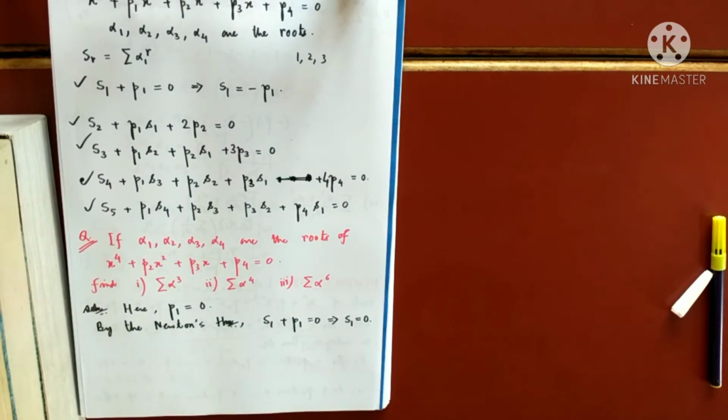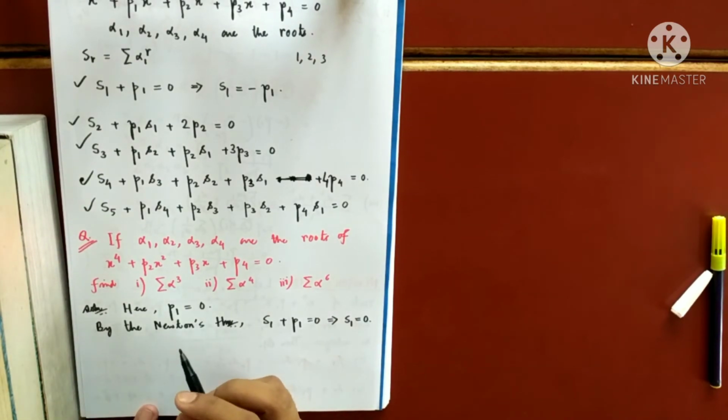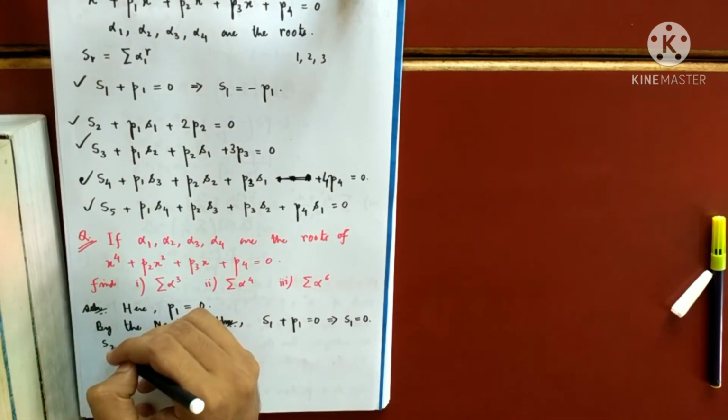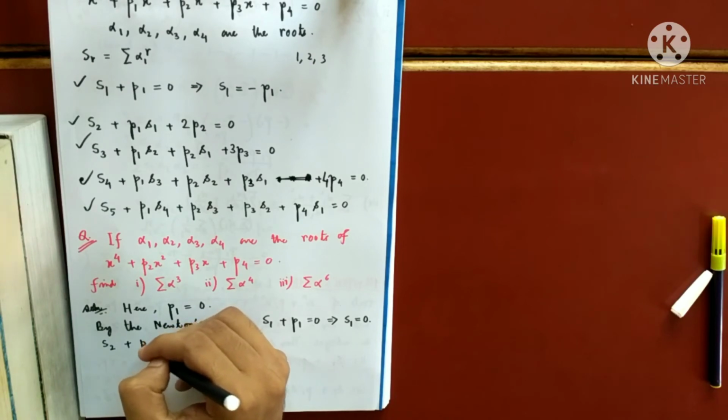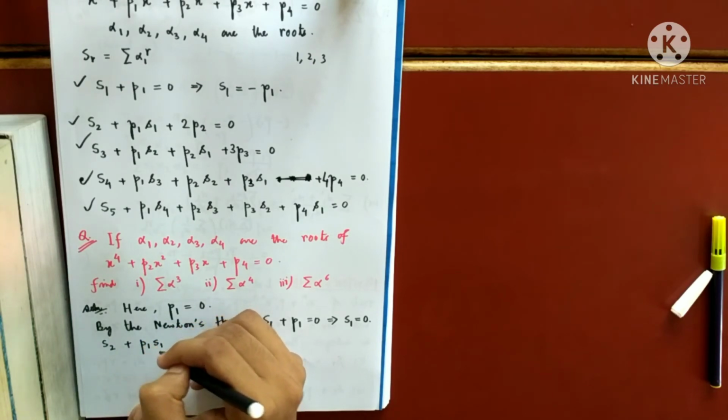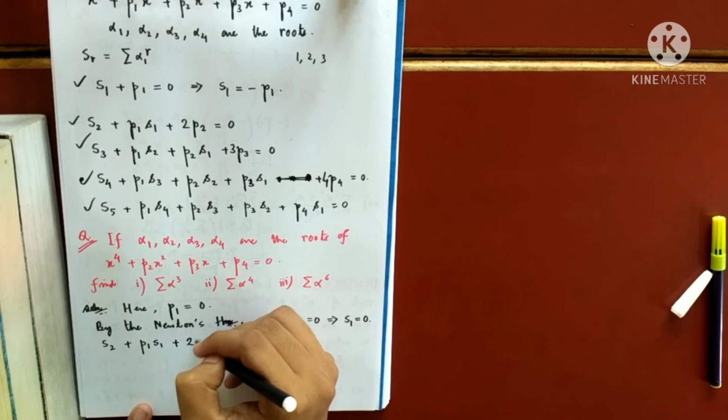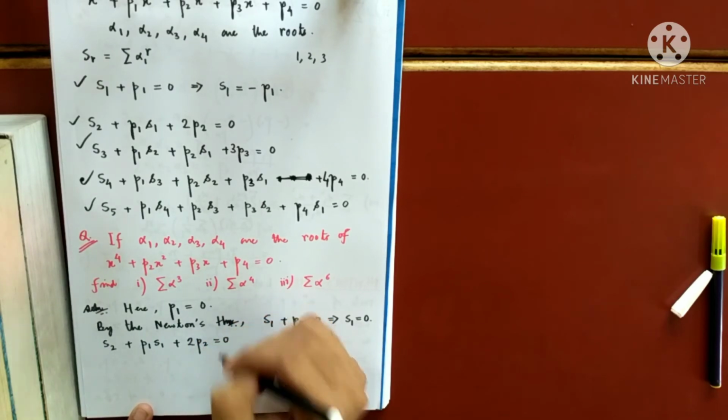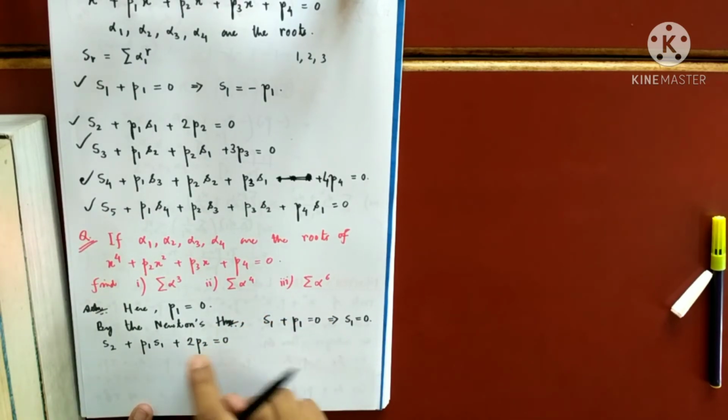I need S2 now. What will be S2 now? So S2 plus P1 S1, right? And then 2P2 equals 0. You never write S0. Whenever you have S0, always write 2. Okay? So it will go up to here.